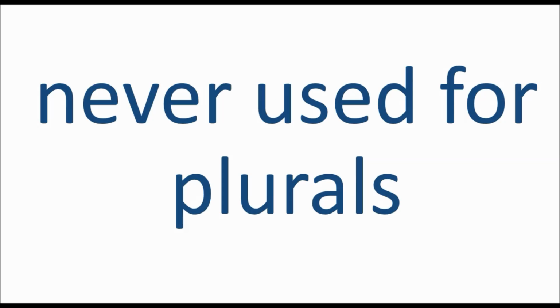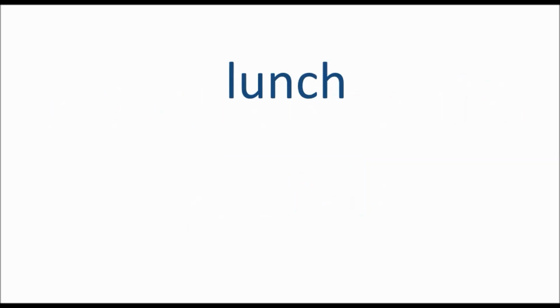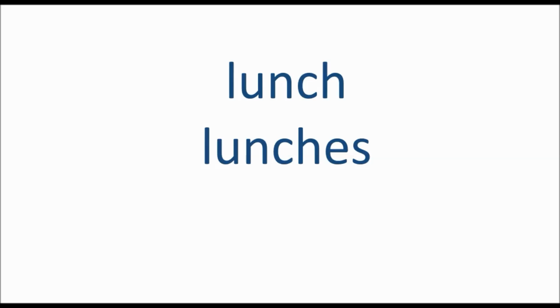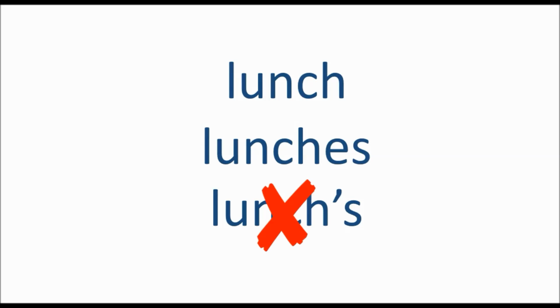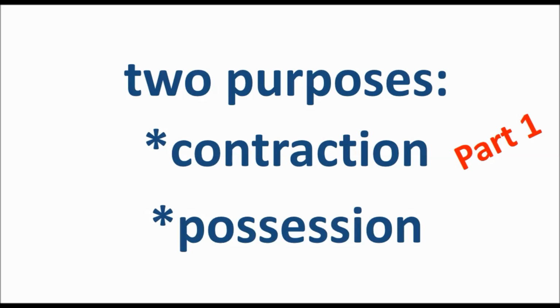Apostrophes are never used for plurals. That's a good rule to keep in mind. For example, if you're talking about your lunch, the plural of lunch is lunches. Not this. This would be talking about the lunch's bag is nearby. That's something different. If you're trying to use an apostrophe for plural, you're doing it wrong. There are two purposes of apostrophes: contraction, which we looked at in part 1 of this series, and possession, which we're going to look at now.